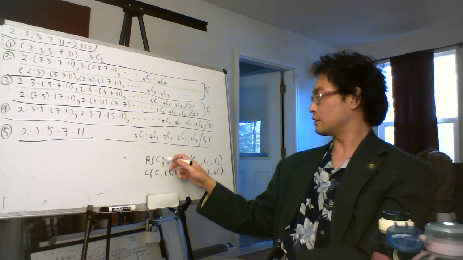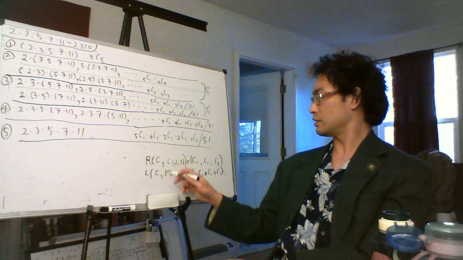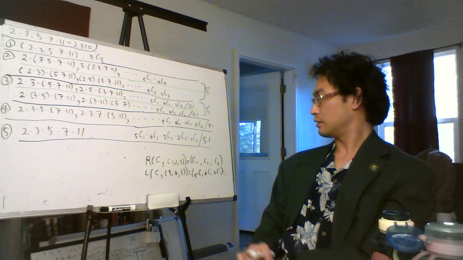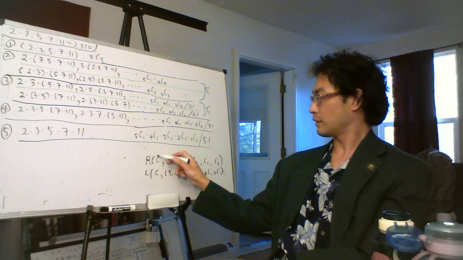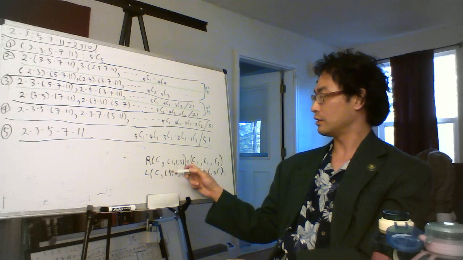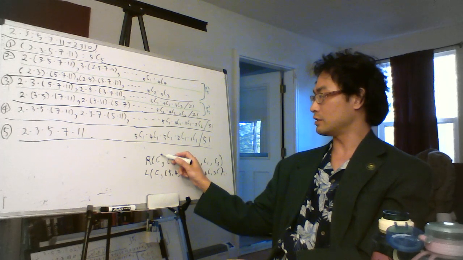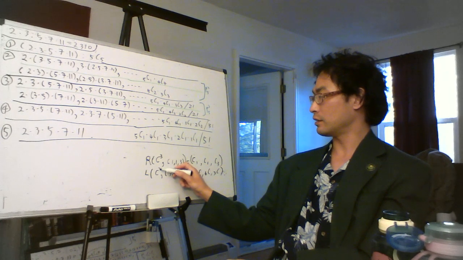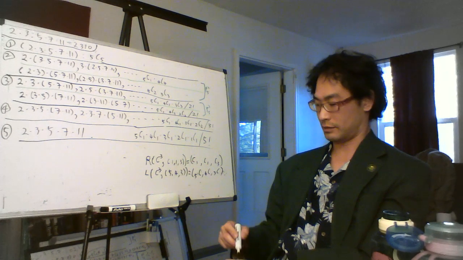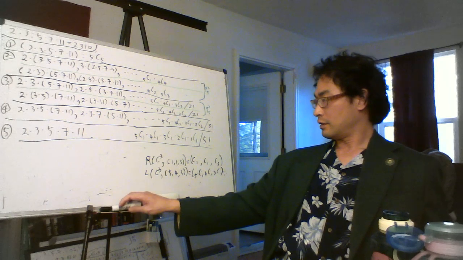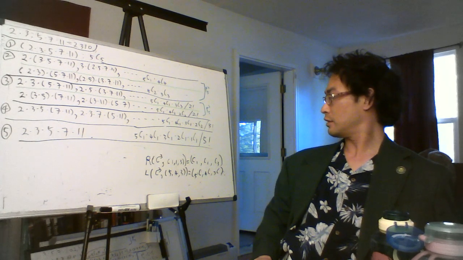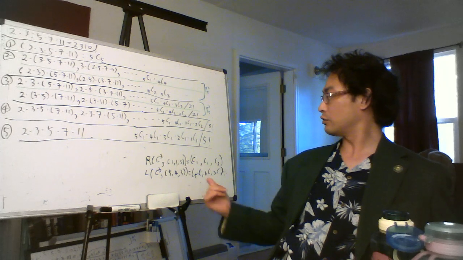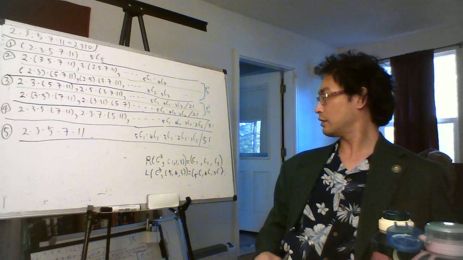Let's say this is like CCC, to make it easier. So CCC, we just call it C cube. All right. So how do you get 5, 4, 3?